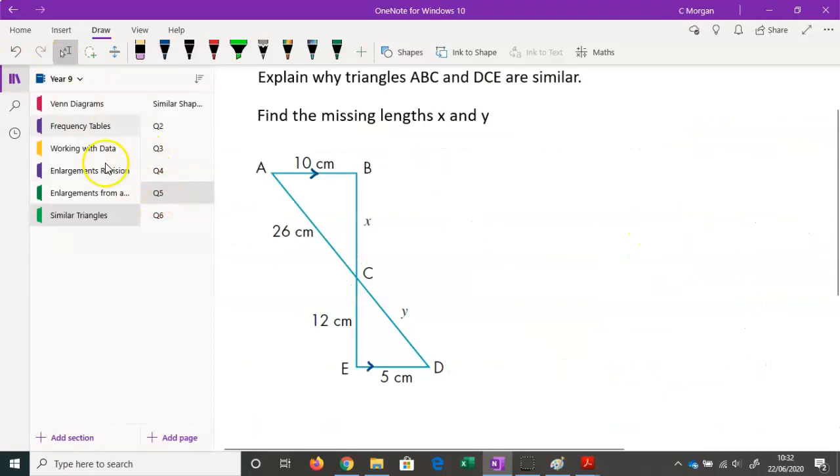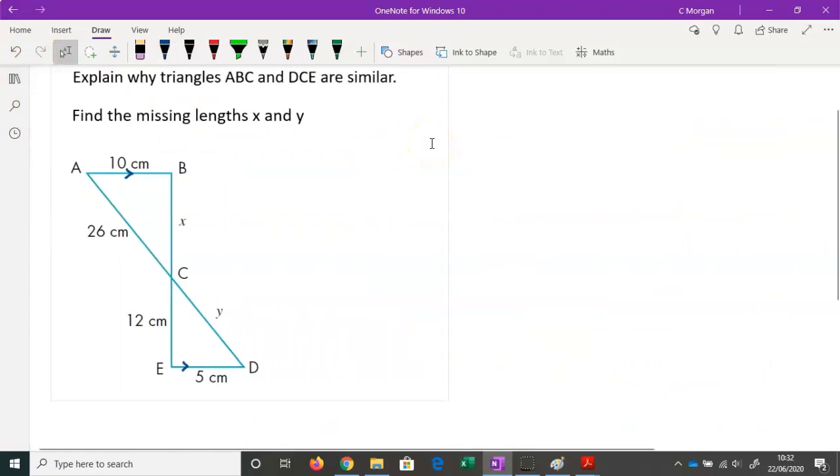Okay, moving on to the next question. Now, I've got quite a tricky question for you here. In the diagram below, I've got two triangles, ABC and DCE. You've got to explain why they are similar, and you've also got to find the missing lengths, x and y. I'd like you to have a go first while you press pause, and then I'm going to go through it.